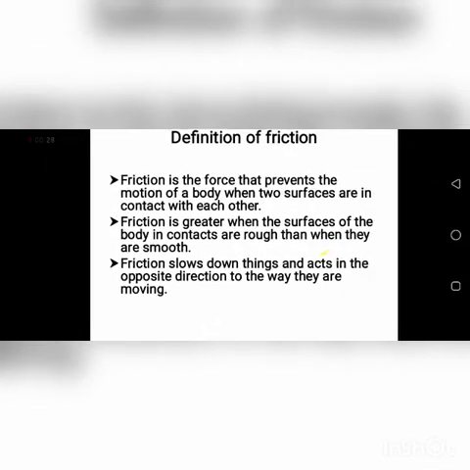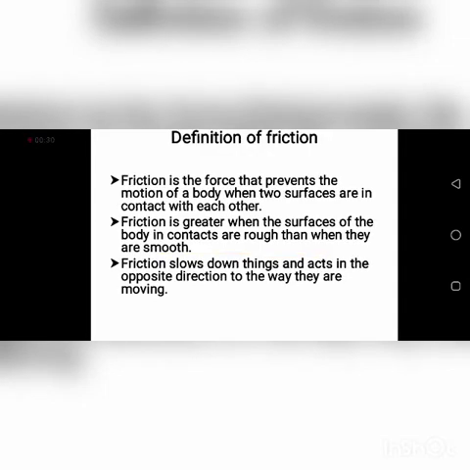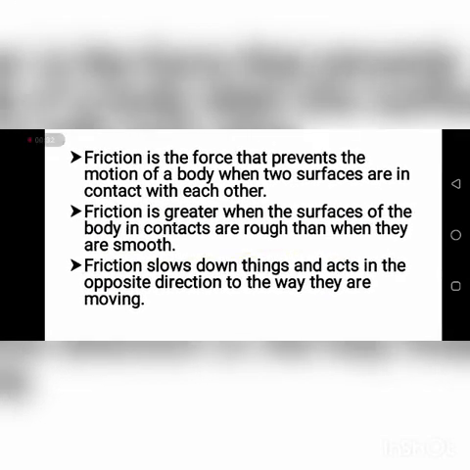So, the definition: friction. Friction is the force that prevents the motion of the body when two surfaces are in contact with each other. Friction is greater when the surfaces of the body in contact are rough than when they are smooth. Friction slows down things and acts in the opposite direction to the way they are moving.